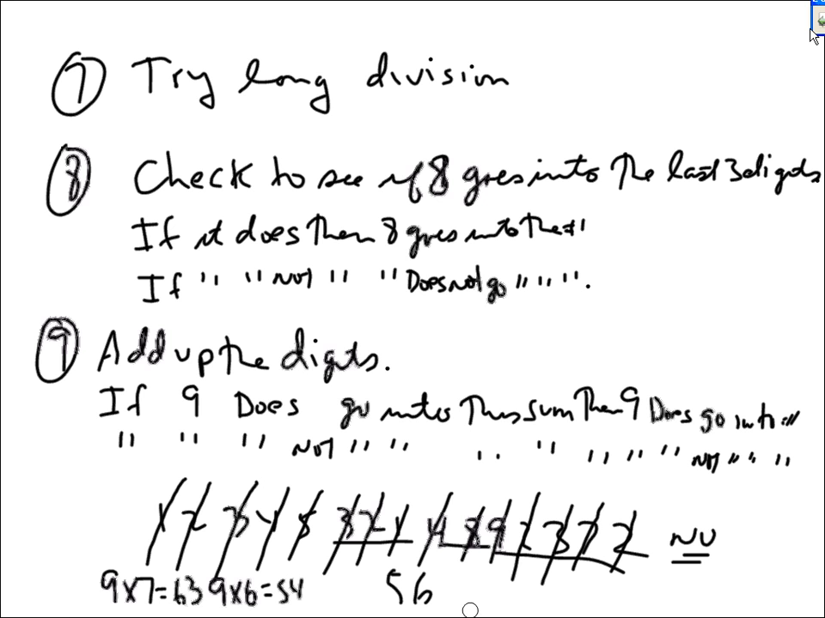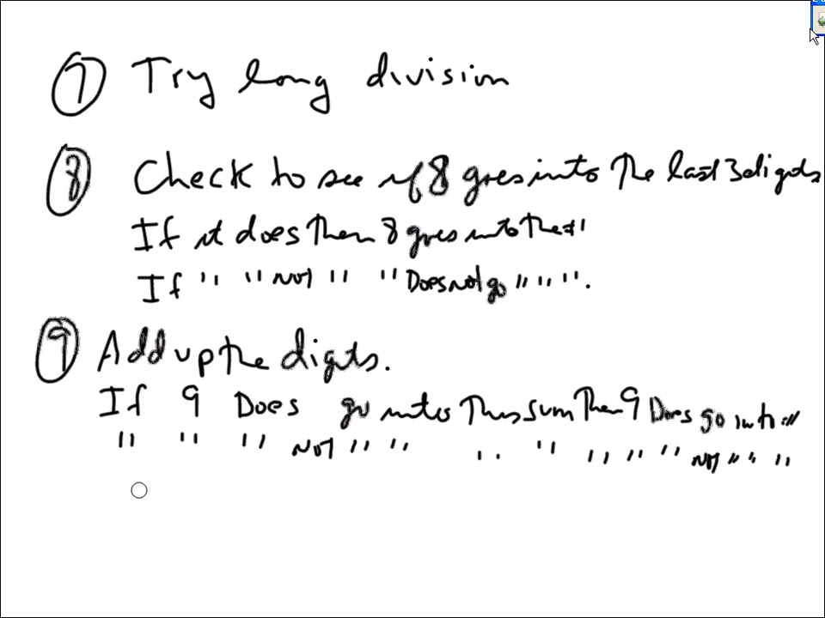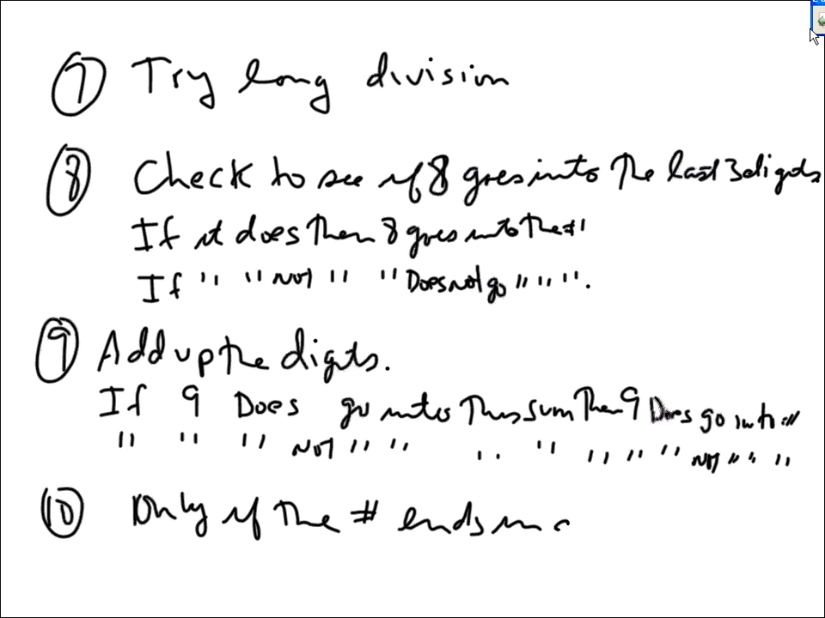Okay, the next one we all know, but let's write it down formally. Divisibility test for 10. Only if the number ends in a 0. If it ends in anything but a 0, it's not divisible by 10.